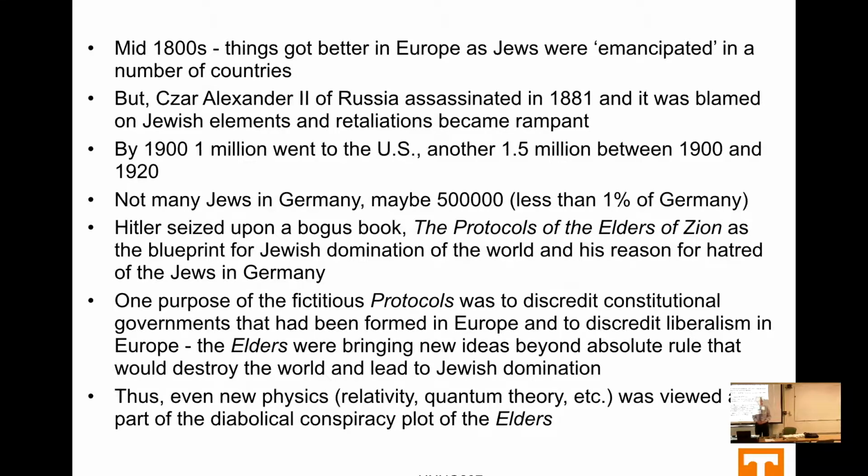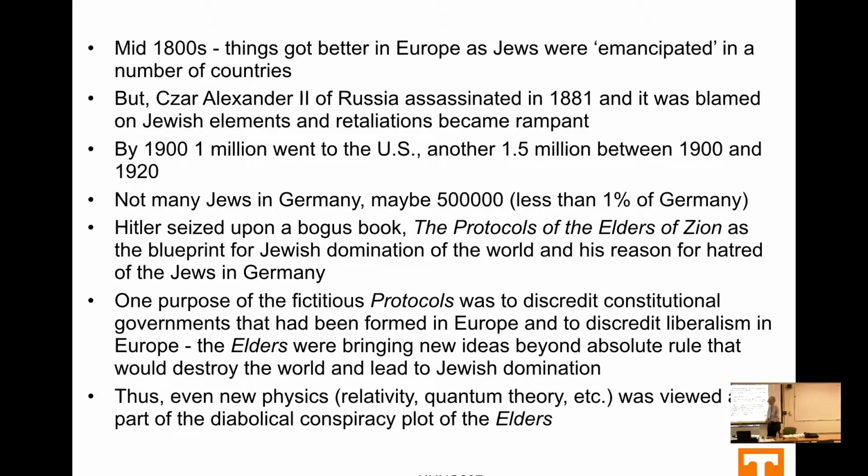Immigration started in 1900; by 1900, 1 million Jews from Europe had come to the US. Between 1900 and 1920, another 1.5 million came. So Jewish immigration to the US occurred primarily at that time, because the assassination of Alexander II upped the pressure on the Jews after a relatively calm period.